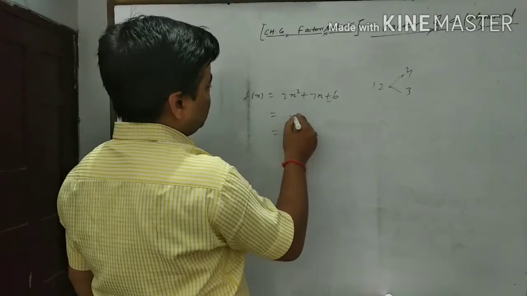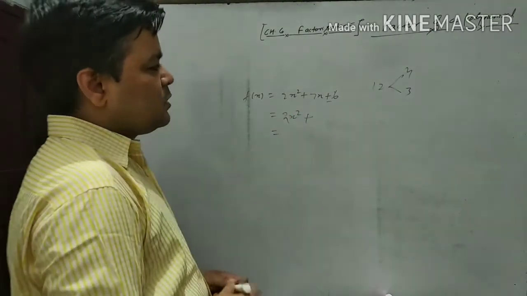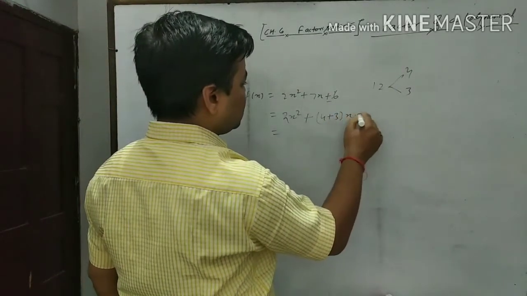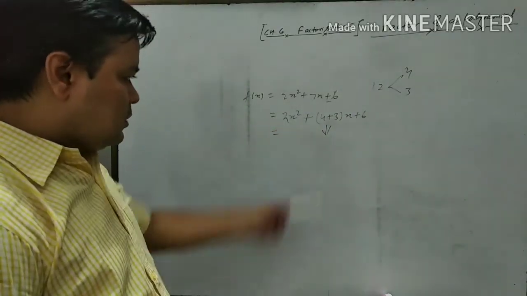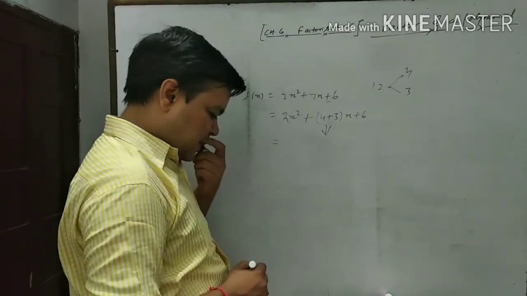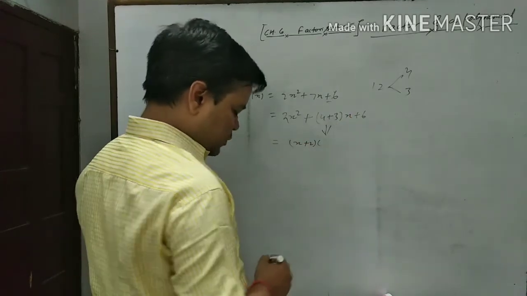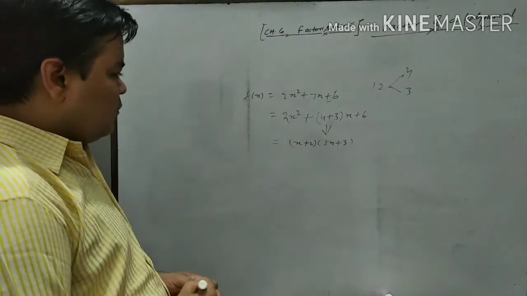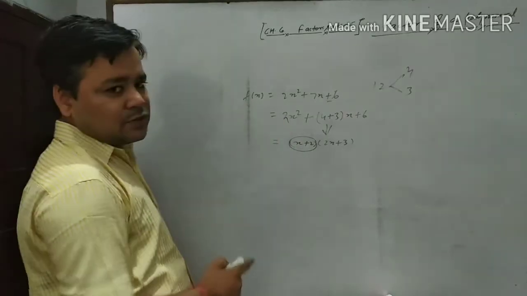So here it will be 2x square and here plus 7x. So 7x can be written as 4x plus 3x plus 6. Now do according to the process of factorization. Finally we get this value x plus 2 and 2x plus 3. So here we can say that x plus 2 is the factor of f(x).